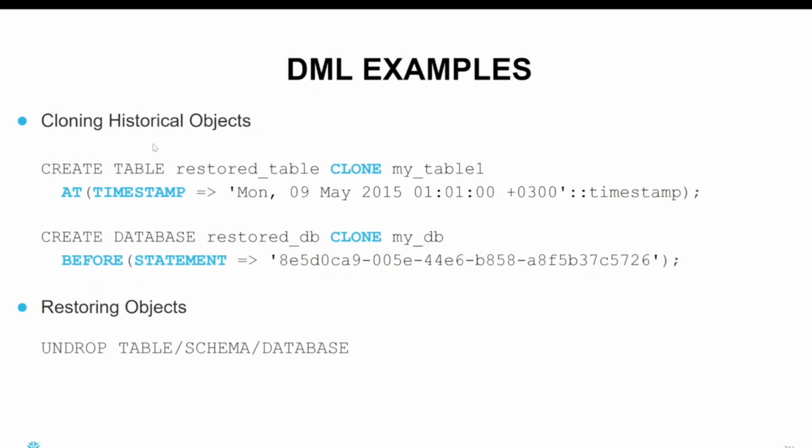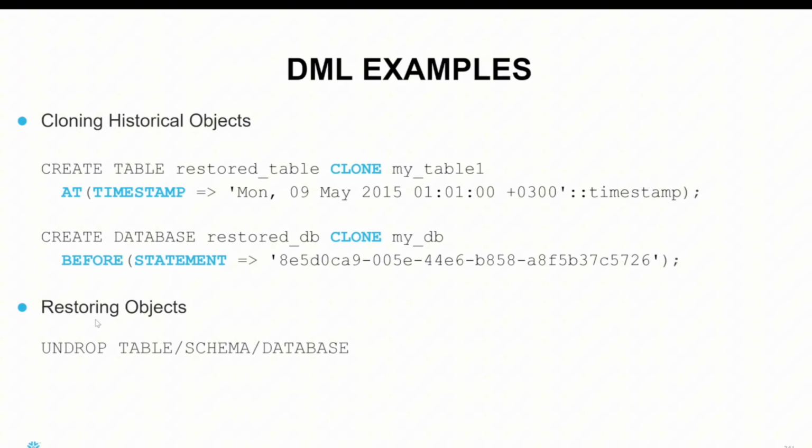Also, you can clone the data based on these time travels. So let's say you want to access the data from my table where the data was at this particular timestamp, whatever data you had in my table one, and you want to create a table out of that. You can just run a command, create table restore table clone my table, and whatever that table data was at that point of time, it will create a clone table for you.